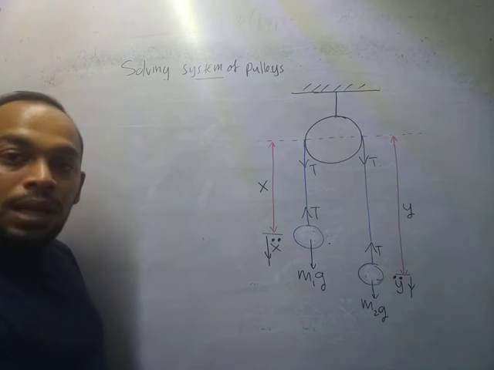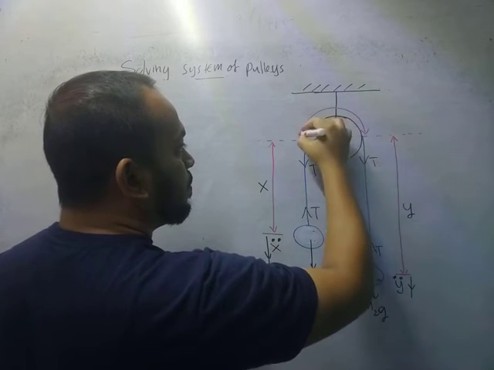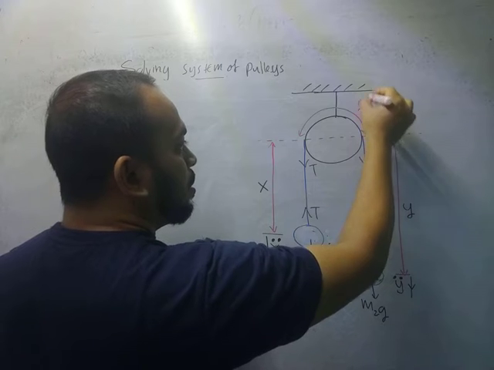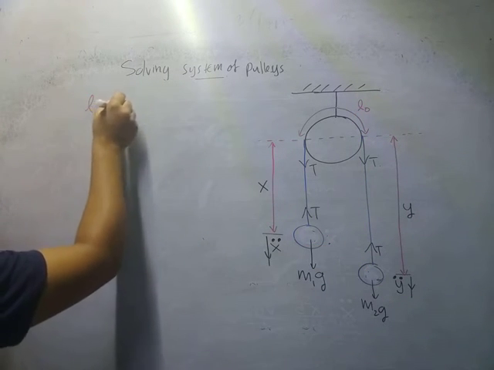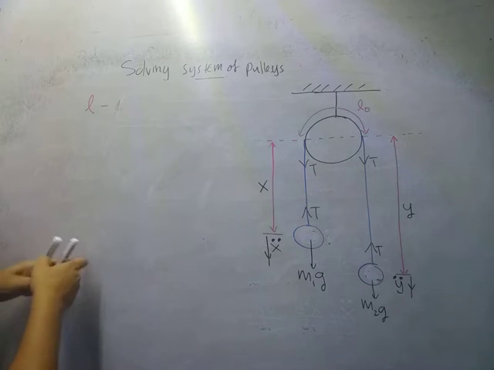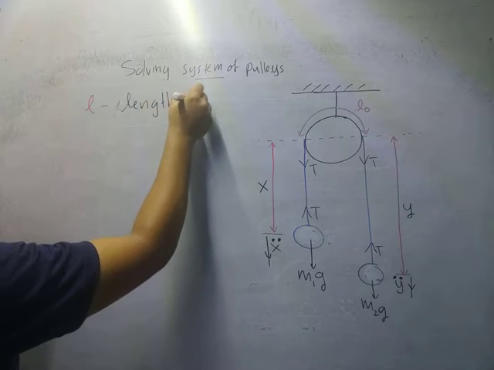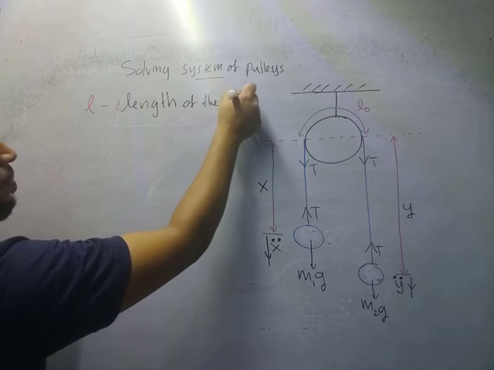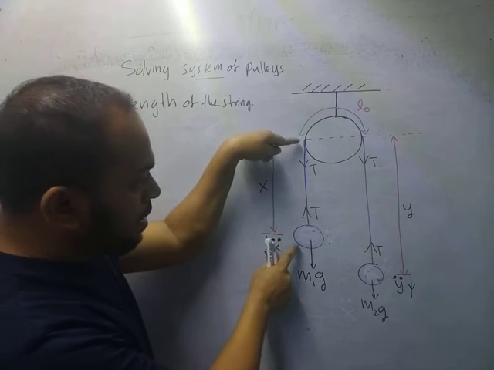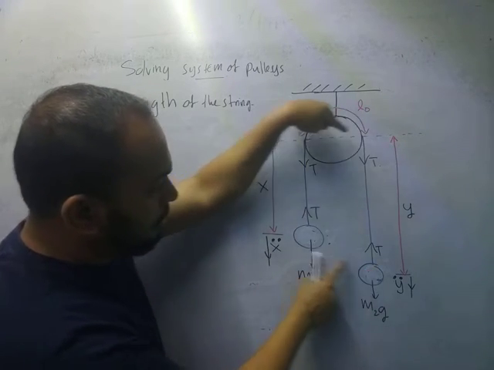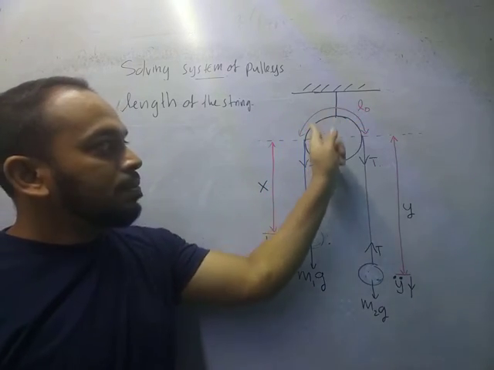Now suppose this part is L naught, and L is the length of the string. If this is the case, you know that this length and this length will keep on changing, but this length is constant.